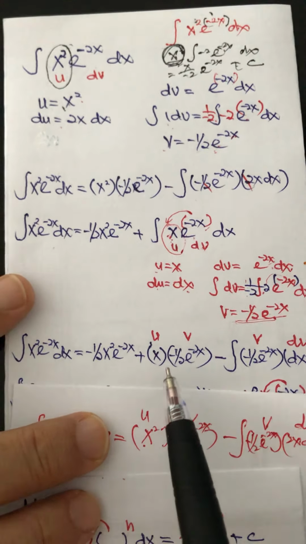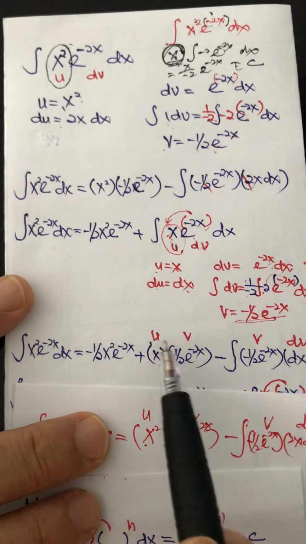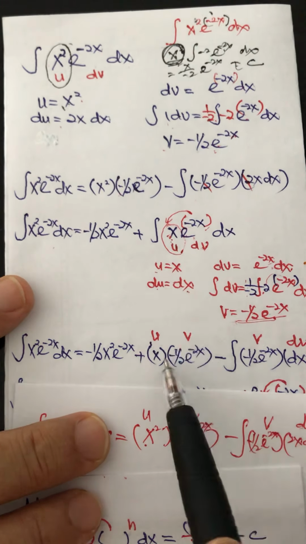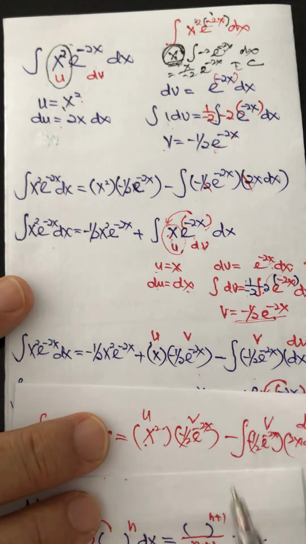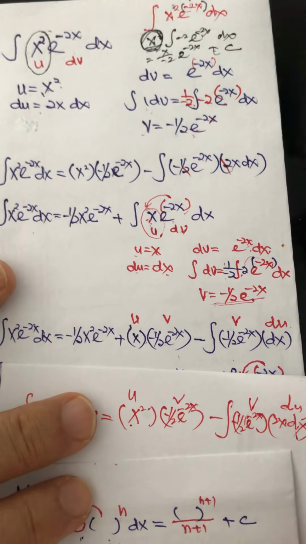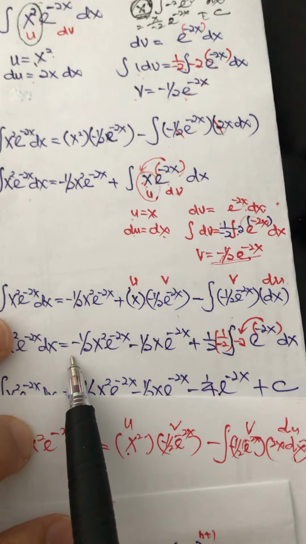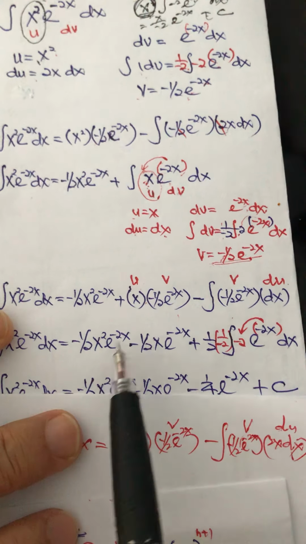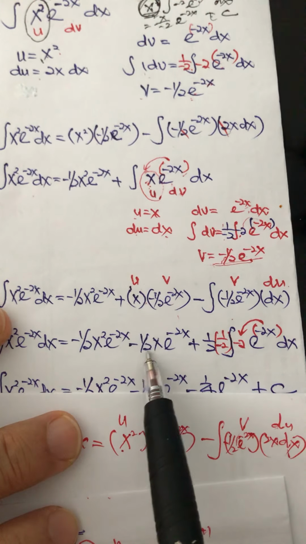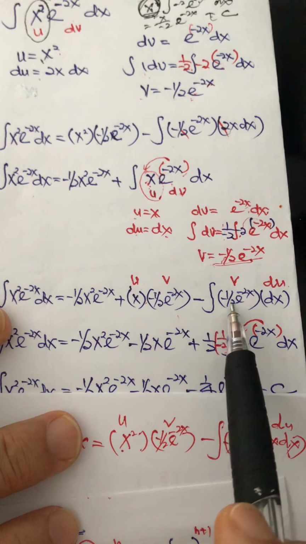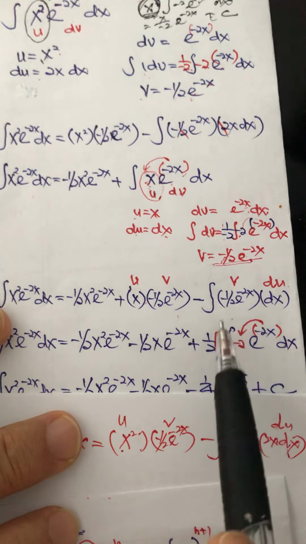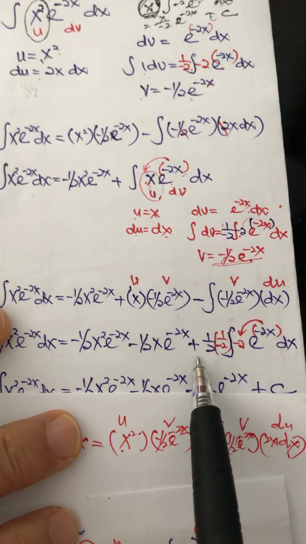You see, I write down uv minus v du. I write down this one first. Then only I fill in like that. One by one. Okay? So therefore, now you just simplify negative half, something like this. Then this one also negative half x, e negative 2x. Then this one, when I simplify, I take out the negative half, become positive half.